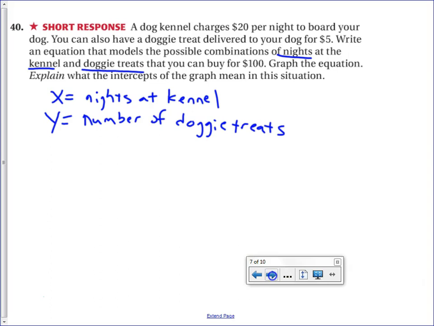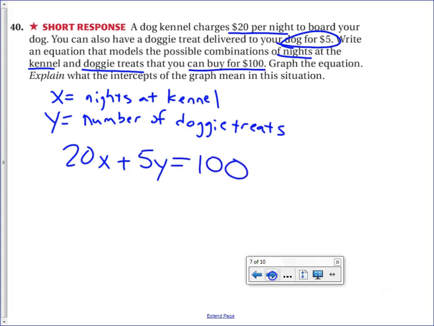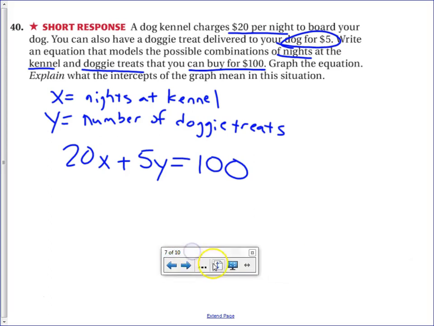So what's our equation? We're talking about the number of nights at the kennel, which is $20 a night. So $20 for every night at the kennel, plus a doggy treat is $5. Seems like a ripoff. $5 for every doggy treat. And we are spending $100 on our dog. So that'll give us all the combinations. So if we were to graph this scenario, let me pause it and pull up a graph for us to work with. I'll show you how we can find the different combinations.